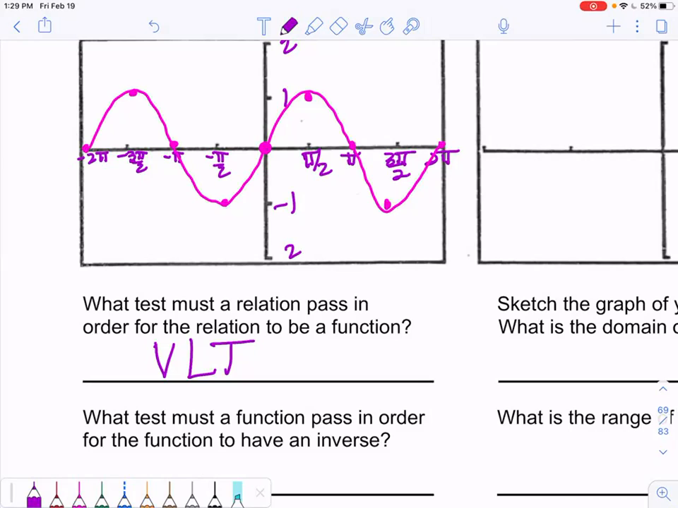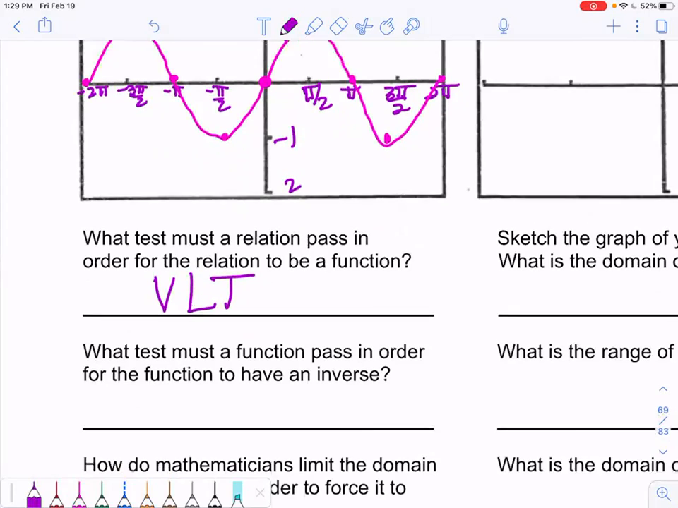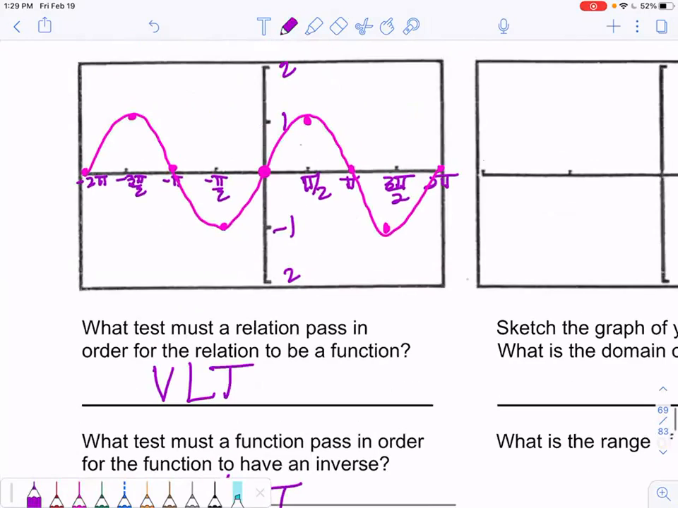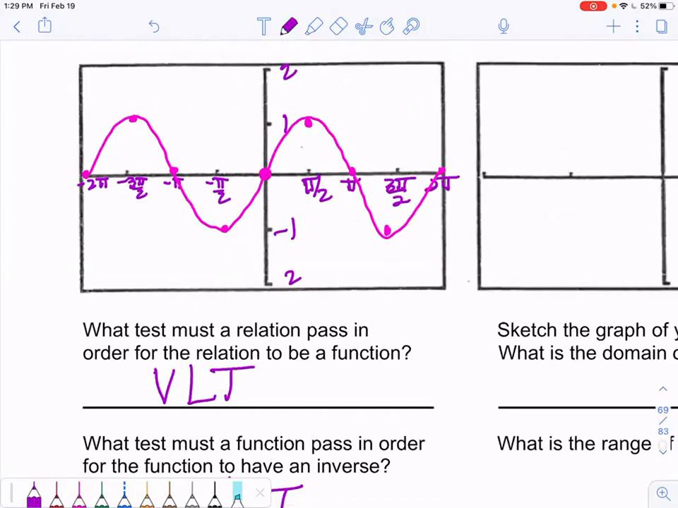We have been graphing the function sine for a long time, and we've called it a function. It passes the vertical line test. What test must a function pass in order for the function to have an inverse, Daniel? The horizontal line test. And we already said that this graph would not pass the horizontal line test. I mean, it's going to cross through a whole bunch of times horizontally.